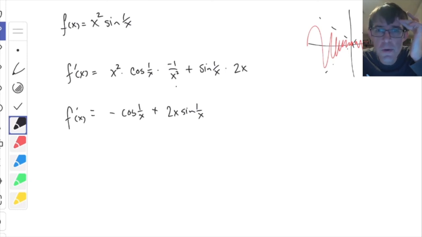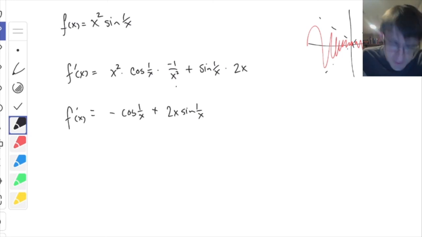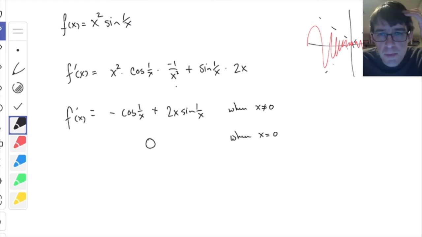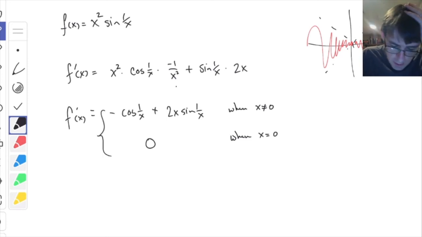I hope some of you are like, oh yeah, this is what I've been wanting to do all semester long. Well, this is your moment. If you like the product rule and the chain rule, that was it. This formula works when x is not 0, but the derivative is 0 when x equals 0. We just proved that f prime of 0 equals 0. So that's what the derivative is of this function.